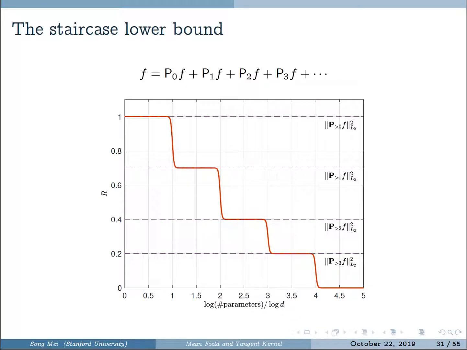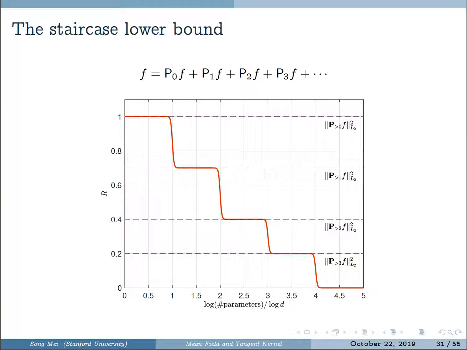So using a figure to illustrate these results, we have this staircase-shaped lower bound. Suppose we can decompose the ground truth function f onto orthogonal polynomials. Then the risk function, the approximation error, versus the number of parameters displays this staircase shape. And here the x-axis is not the number of parameters itself, it's log of the number of parameters over log d. So you can see that there is a drop of the approximation error when the log number of parameters over log d passes through integers.